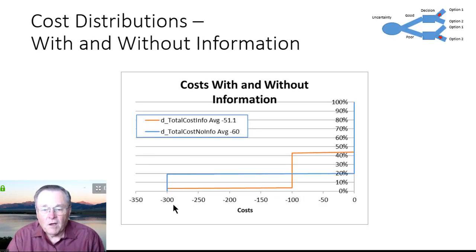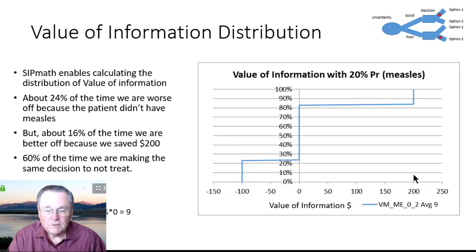We can also look at the cost distribution, with and without. So now there's really only 3 answers in this particular case. A minus 300 if they get the measles and we didn't treat, a minus 100 if we treat, and 0 if we don't treat and they don't have the measles. So there's only 3 answers, and you can see that distribution. Now the value of information is the difference between these two. Now this was done in SIPmath, and it basically is 60 and 52. The question is, what does this look like as a distribution of the value of information?